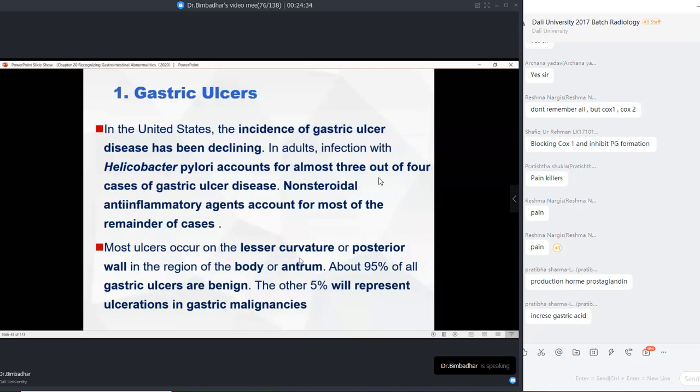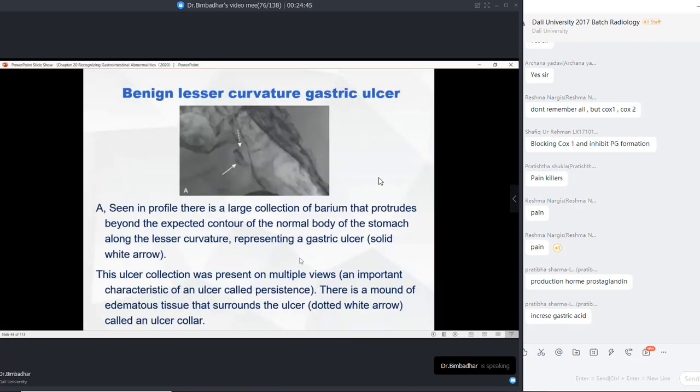So you cannot ignore any kind of condition related to abdominal complaint, especially if the patient has been suffering from a gastric ulcer history. All right. So first, we are going to look at the benign ulcer that is present along the lesser curvature of the gastric cavity.